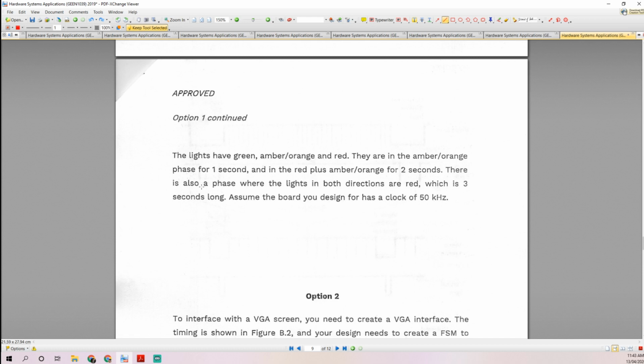It says the lights have green, amber orange, and red. In other words, a typical traffic light with these 3 sets of lights. They are in the amber or orange phase for 1 second. They are in the red plus amber orange phase for 2 seconds. There is also a phase where the lights in both directions are red, which is 3 seconds long. Assume the board you design for has a clock of 50 kilohertz. All right, so first of all, let's look at the different phases here.